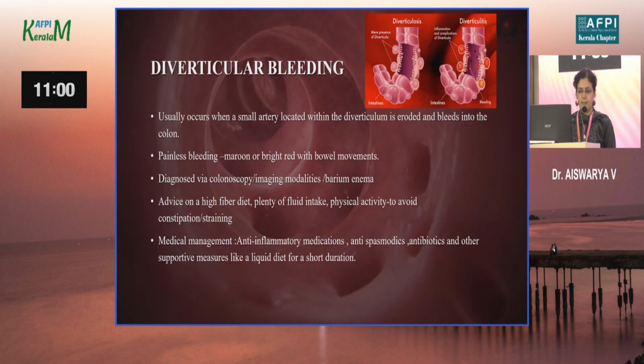Then diverticular bleeding. It usually occurs when a small artery located within the diverticulum is eroded and bleeds into the colon. It is usually painless bleeding, maroon or bright red with bowel movements. It is diagnosed via colonoscopy and imaging modalities or barium enema. We should give advice on high fiber diet, plenty of fluid intake, physical activity to avoid constipation or straining. Medical management includes anti-inflammatory medications, antispasmodics, antibiotics, and other supportive measures like a liquid diet for a short duration.